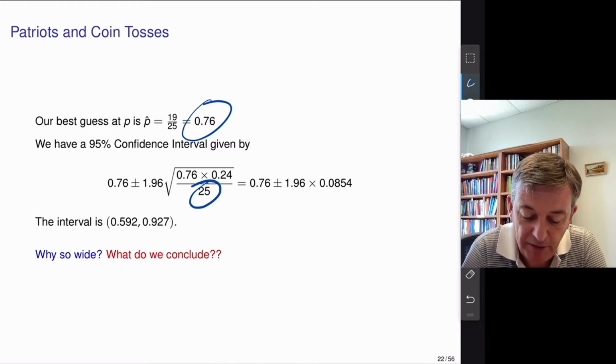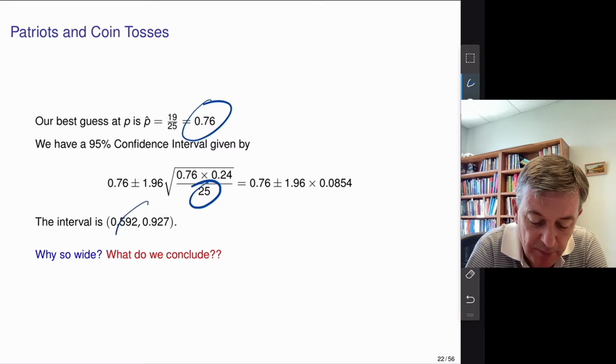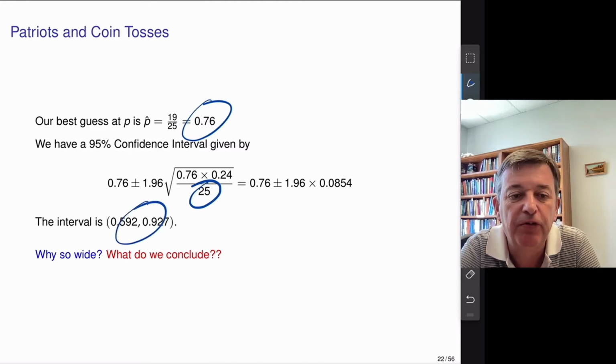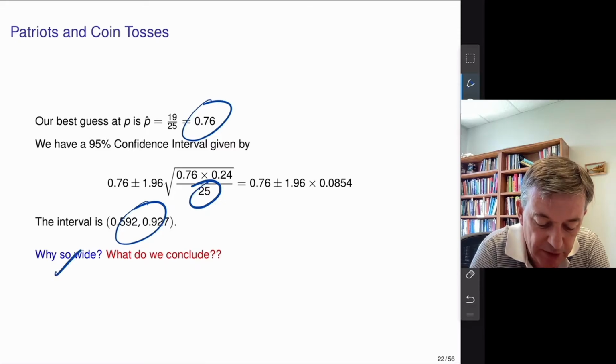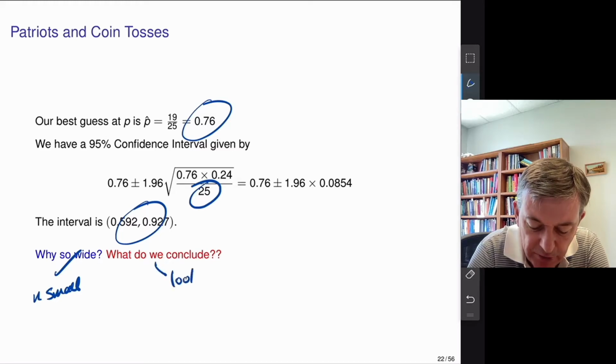But if I do my 95% confidence interval and I go through the math, I get a range that goes from 0.592 to 0.927. Why so wide? Well, we've answered that. It's because n is small. And what do we conclude? Looks different from 0.5.